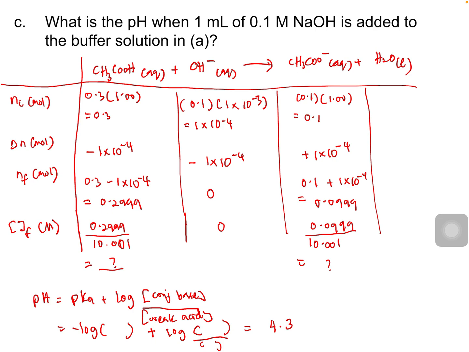Okay, that's all for the calculation of acidic buffer solution. It is proof that even though we add small amount of acid or we add small amount of base, the pH will be maintained. Alright, thank you guys.